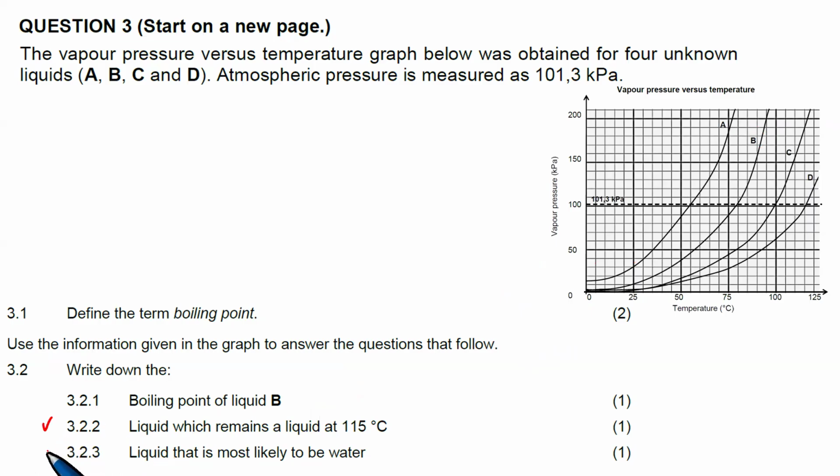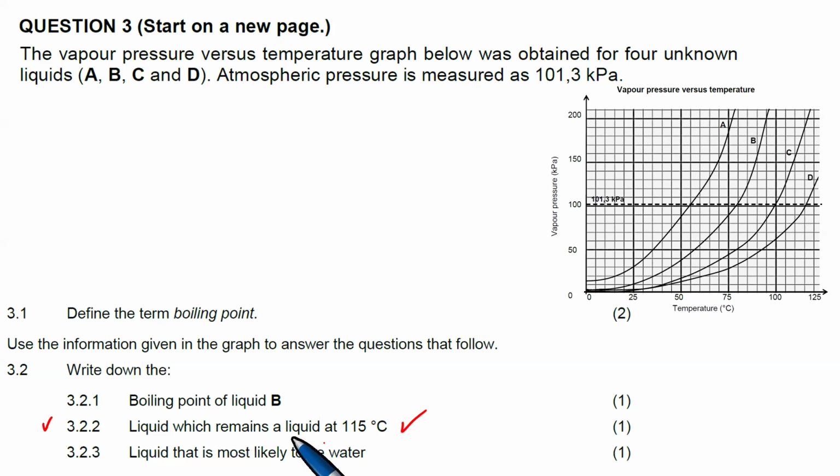Now we're looking at 3.2.2. In 3.2.2, it says: write down the liquid which remains a liquid at 115 degrees Celsius. Right, so we continue.